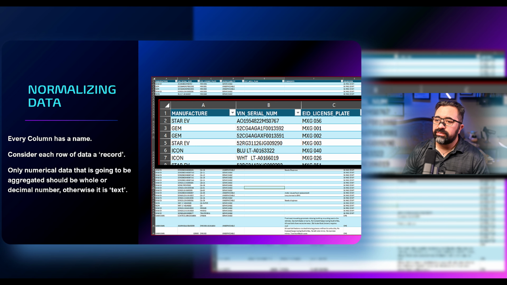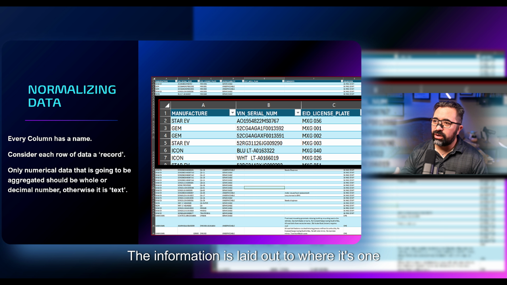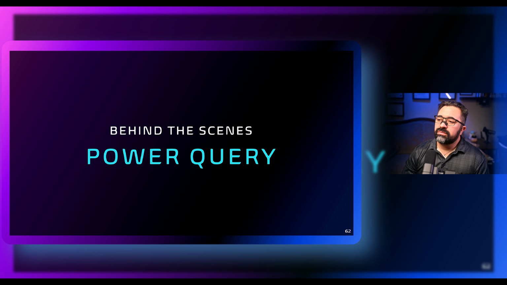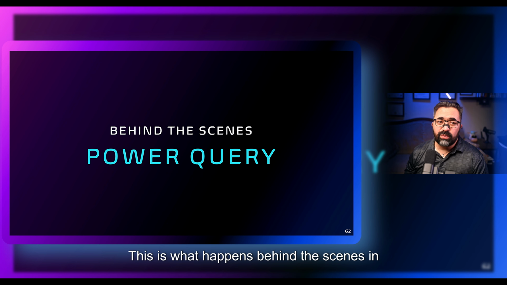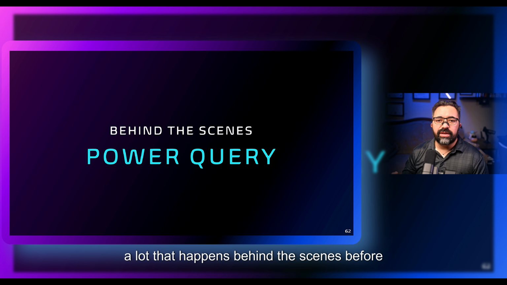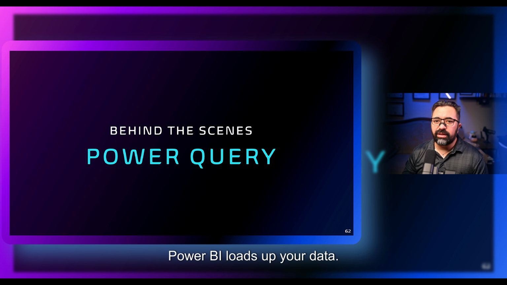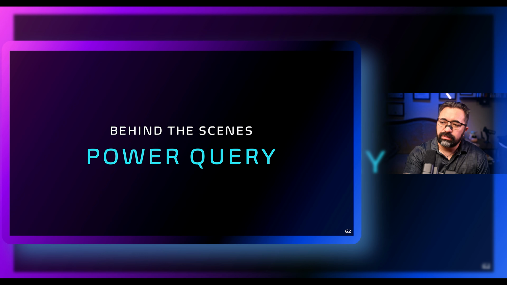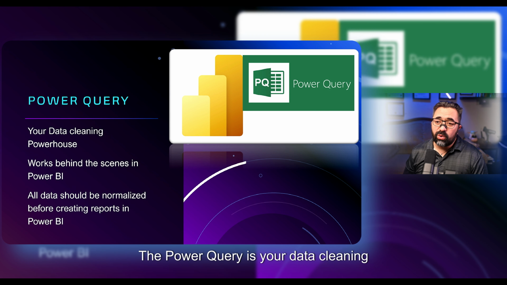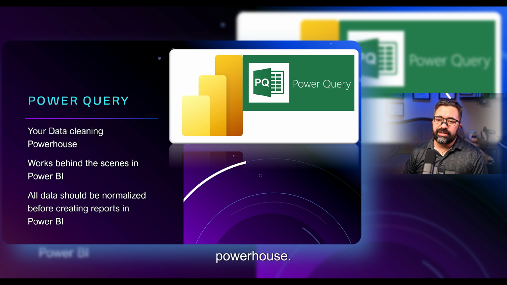Normalizing the data. The information is laid out to where it's one record of information after another, so there are no row breaks in the information. Now I spoke on Power Query. This is what happens behind the scenes in Power BI. There's a lot that happens behind the scenes before Power BI loads up your data. Power Query is your data cleaning powerhouse.